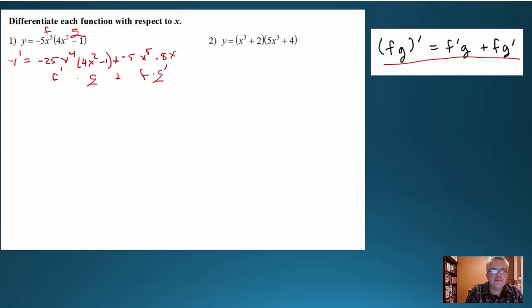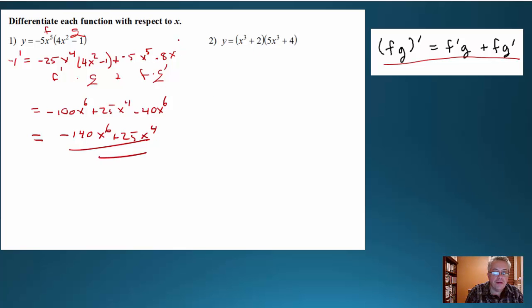Okay, now we can simplify this a little bit. This times that is negative 100x to the sixth. Negative 25x to the fourth times negative 1 would be plus 25x to the fourth. Here I have negative 40x to the sixth. So I can combine the x to the sixth terms and I get minus 140x to the sixth plus 25x to the fourth. All right, if I were you, I'd be saying, what happened? Well, you got to see it a couple times and we'll get the hang of this. So we're just getting started.